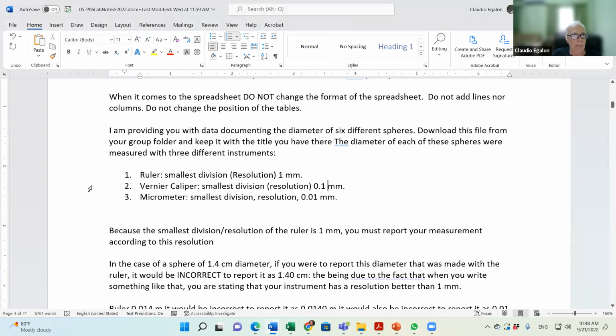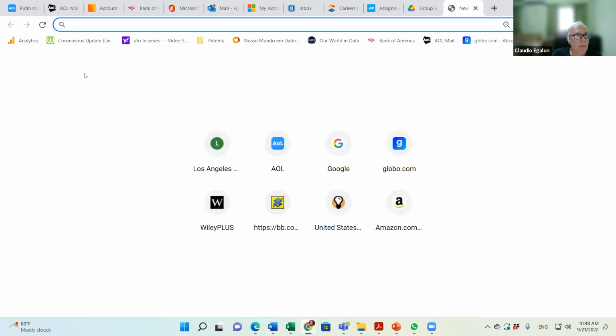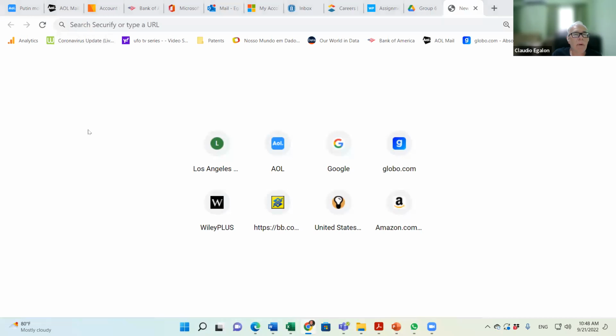Vernier caliper smallest division is 0.1 millimeters. So you report your measurement as x meter. And let me show you a picture of a real live vernier caliper.